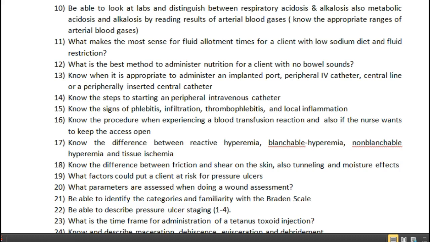Some medicines and some things, but rarely do they let you infuse electrolytes like potassium chloride and that type of thing. They usually will give that orally or add it into the bag. Okay.